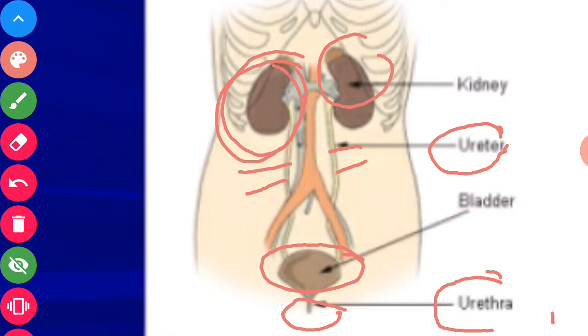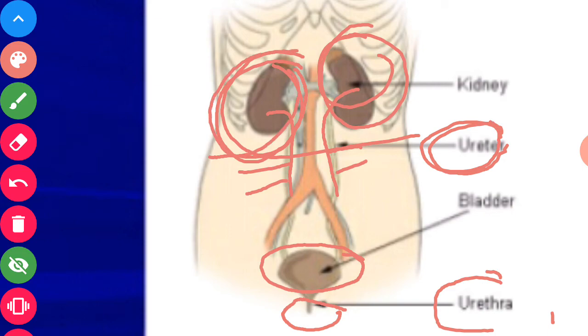Kidneys: there are two kidneys, and they are bean shaped. They are located on either side of the vertebral column, just above the waist. After that, ureters are the two tubes that pass from the kidneys, one tube from the right kidney and the second from the left kidney. They are for the passage of urine from the kidneys to the bladder.